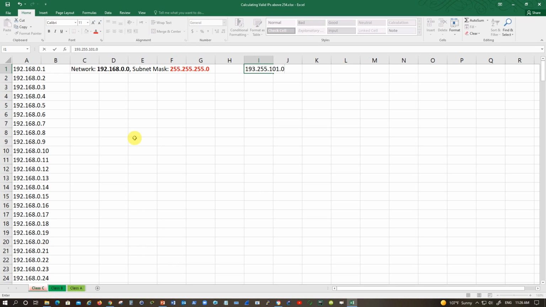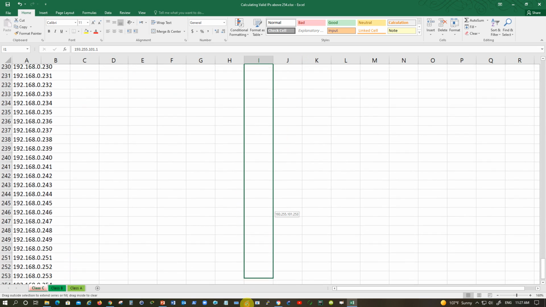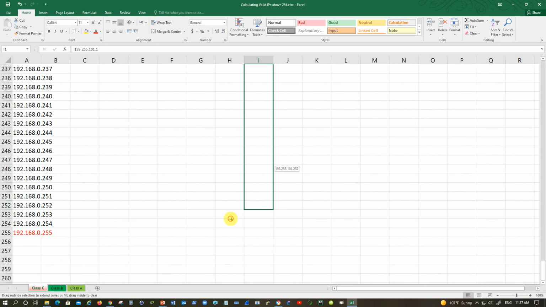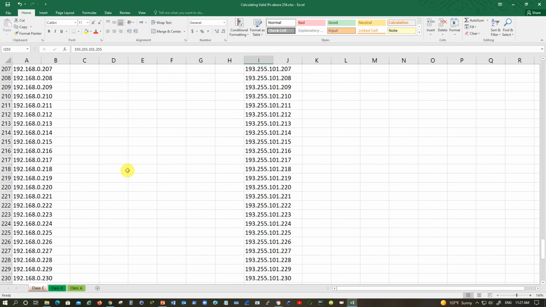.0 is the network address, which I cannot use, so I will start from 1. When I do it like this, I can simply click on this cell and, using the drag handle, drop it until I reach the maximum in this network, which is 254. I can go up to 254 because 255 is the broadcast. This one is the broadcast, I cannot use it. So it's easy for class C.